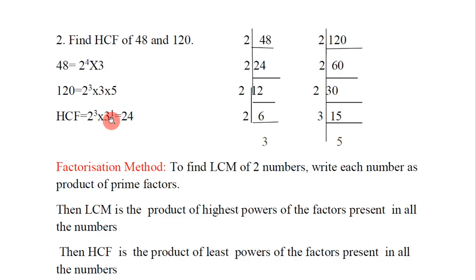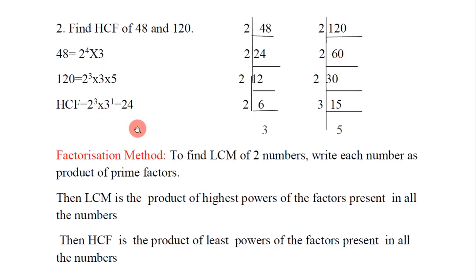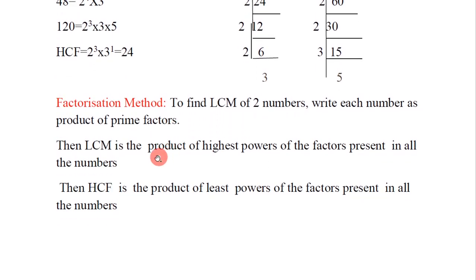The least is 5 power 0. You need not write it. Therefore, HCF equal to 24. Then coming to LCM. LCM is the product of highest powers of factors present in all the numbers. So if we want to find the LCM of these two numbers, LCM is 2 power 4 and 2 power 3. Highest is 2 power 4 into 3 power 1, 3 into 5 power 0 and 5 power 1. Highest is 5 power 1. It is into 5. So let us consider problems on this.